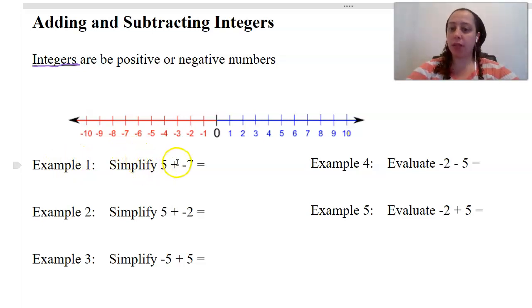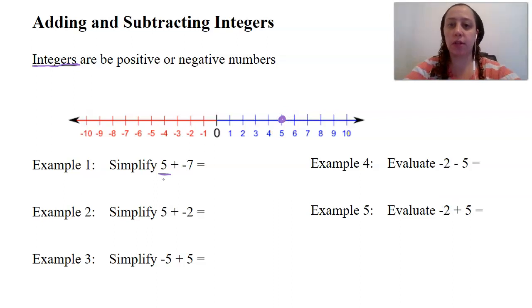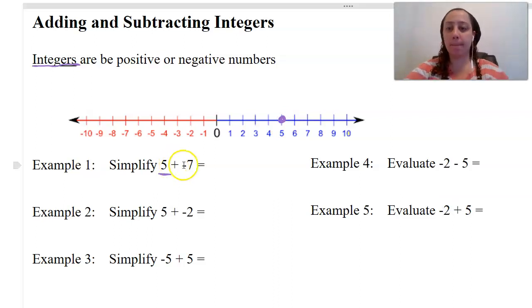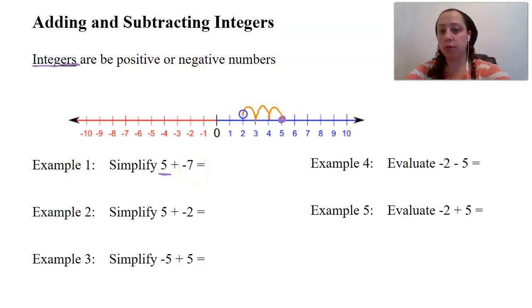Simplify 5 plus negative 7. To do that, we start with 5. It's our first number. Then we have plus, minus. A plus, a minus is the same thing as just minus. So we're going to move to the left 7. 1, 2, 3, 4, 5, 6, 7. And we land on negative 2. So that's our answer.